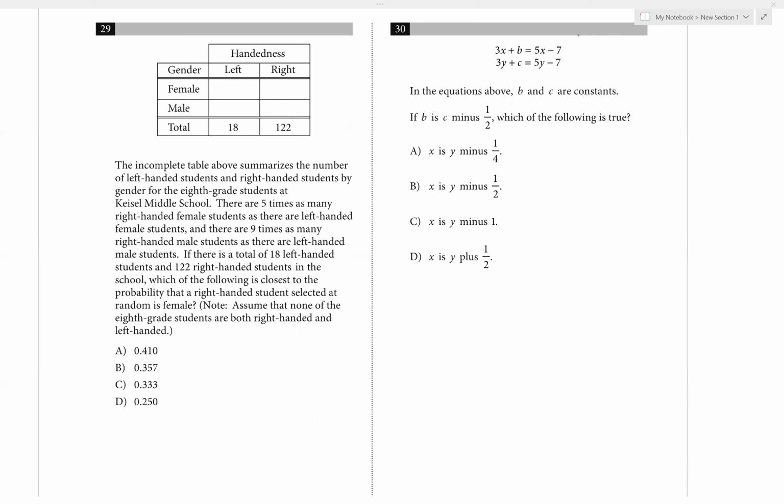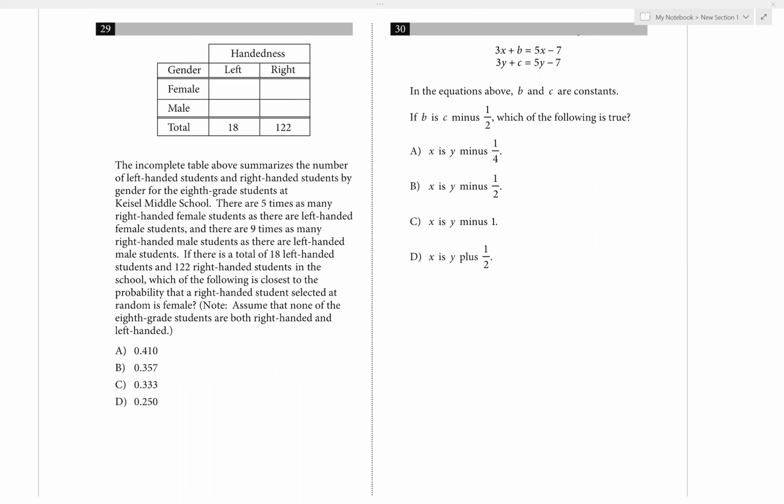If there is a total of 18 left-handed students and 122 right-handed students in the school, which of the following is closest to the probability that a right-handed student selected at random is female? Note, assume that none of the 8th graders here are both right-handed and left-handed.